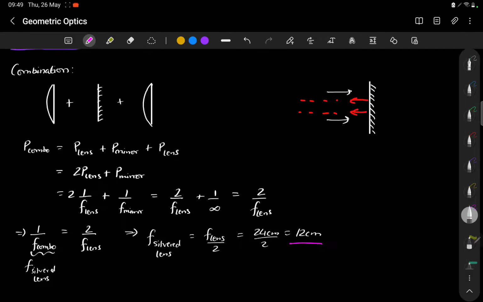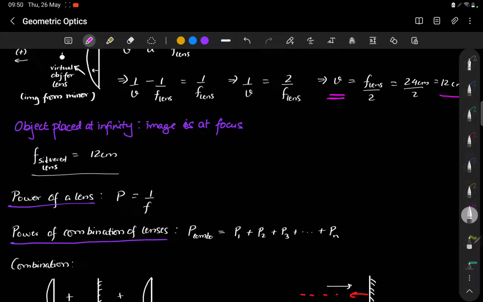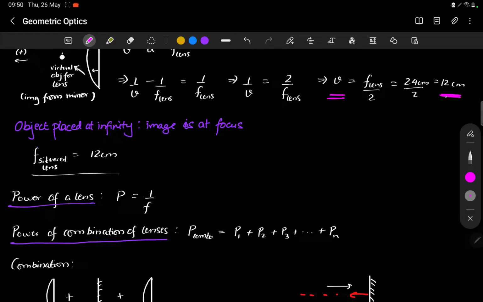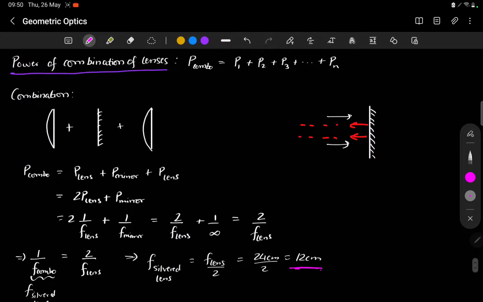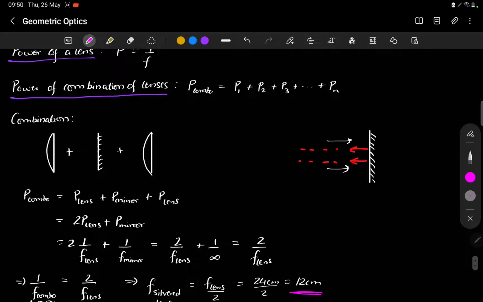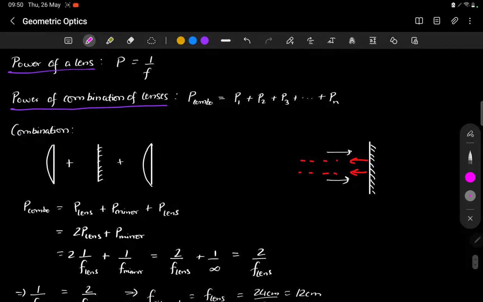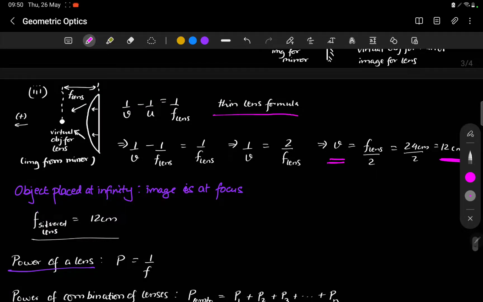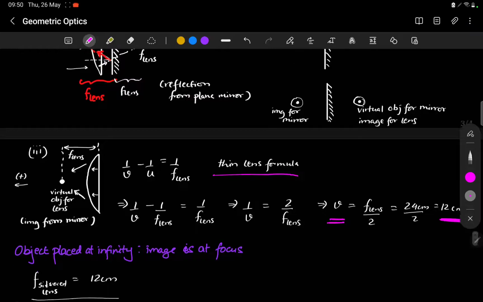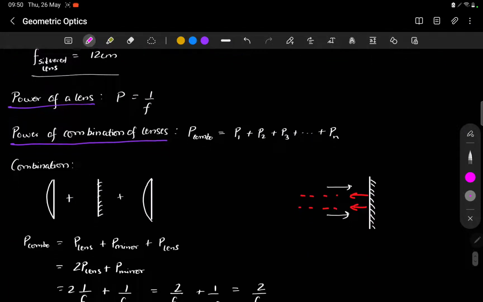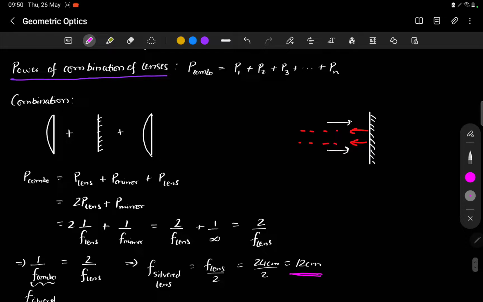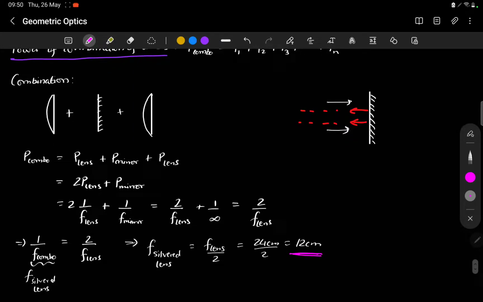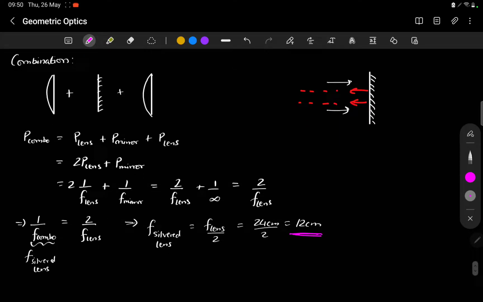This is the same as what we had obtained by the other method. We had obtained the same value, 12 centimeters over here, same 12 centimeters over here. So this is another trick that one can use to solve questions much faster. This is essentially based on the thin lens formula, and repeatedly applying the thin lens formula, we get this power of combination of lenses, and this we can apply to our given combination by breaking it down into individual components. So this solves the second part.